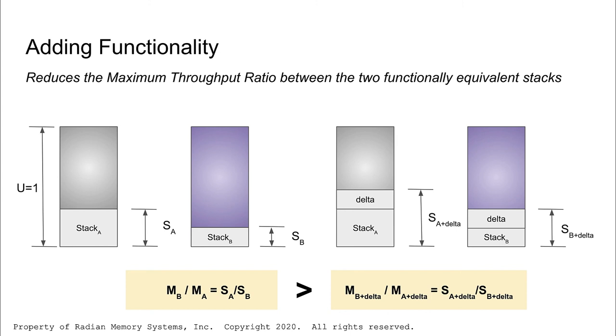What happens to this if we add another layer that consumes additional CPU? This is shown by the delta layer in the two CPU boxes on the right, its height representing the CPU cost of that layer per unit throughput. The net effect is that both stacks get a little bit larger, and both stacks have a lower maximum throughput than before, and so the throughput ratio of the two larger stacks is reduced.